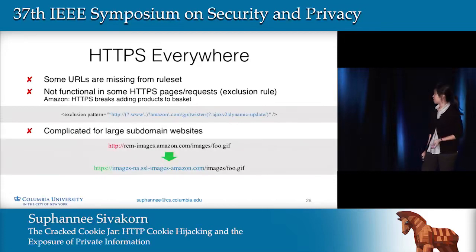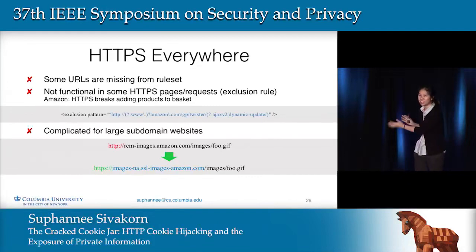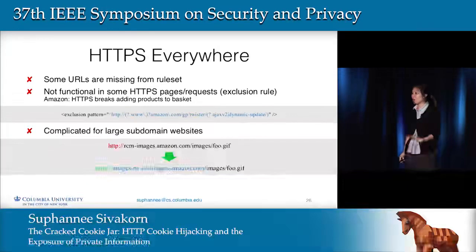Another thing about HTTPS Everywhere is that it's not that simple to just put S. For example, here we have a URL from Amazon.com. The one on the top and the one on the bottom serve the same thing. But as you can see, putting S is not that simple. On the top you have one URL, and on the bottom you have another URL that completely changed the domain name. That's why it requires a lot of manual work, and manual work means missing something.